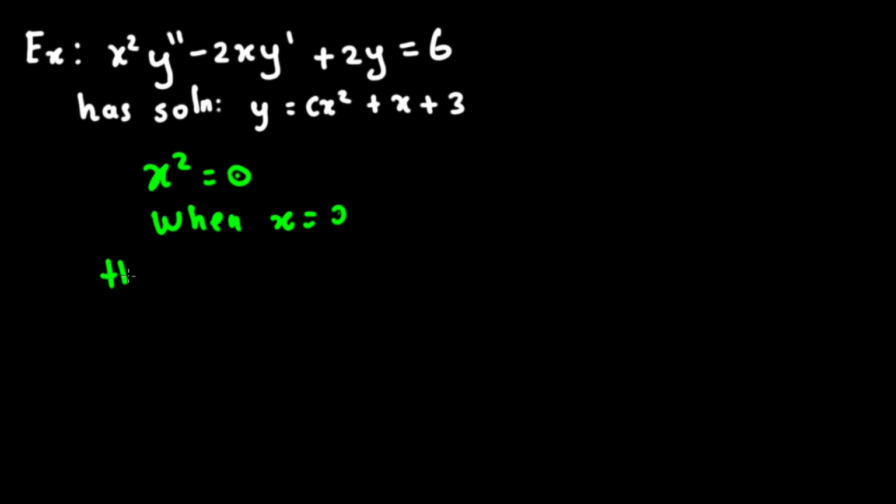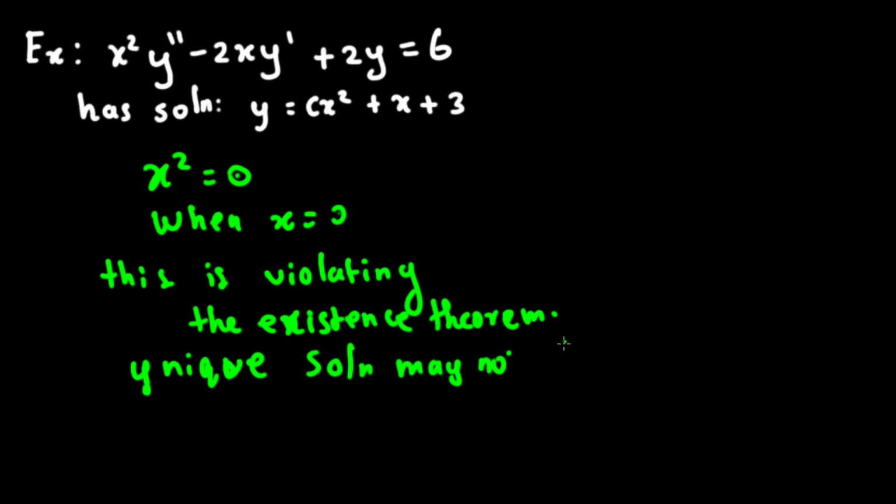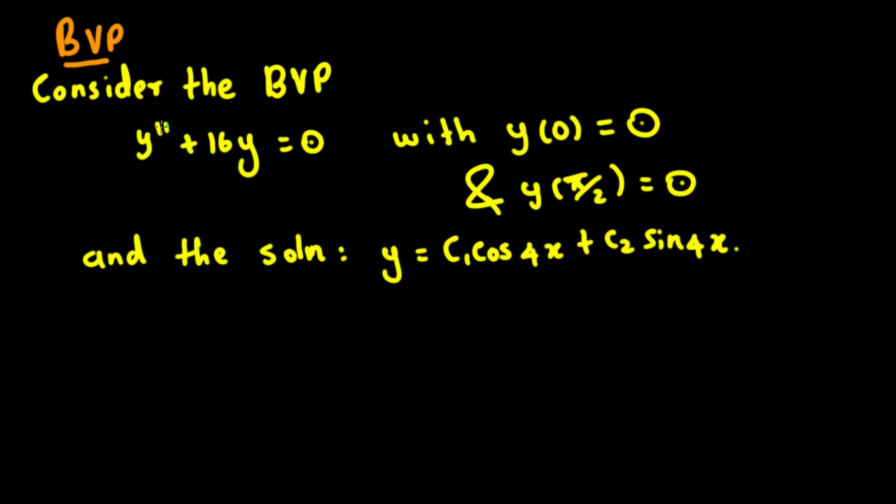So we can say this is violating the existence theorem. So here we can say this unique solution may not exist, or you can say the solution may not be unique or may not exist. Anything is okay. Now the next thing is we are going to look at the boundary value problem.